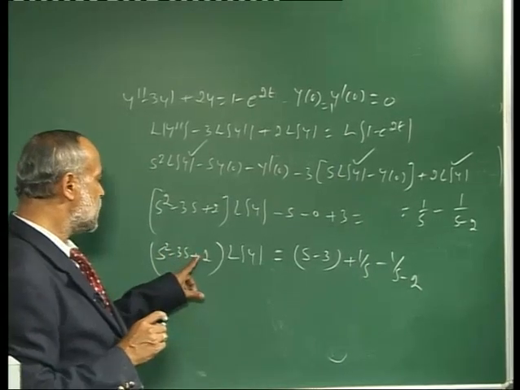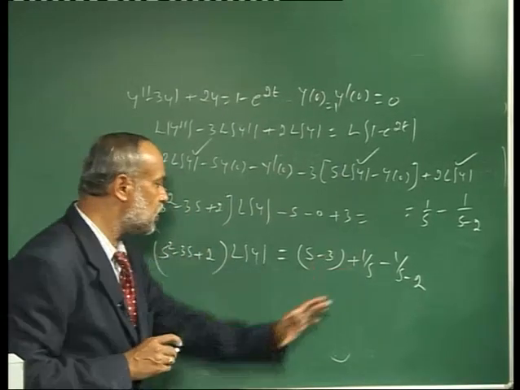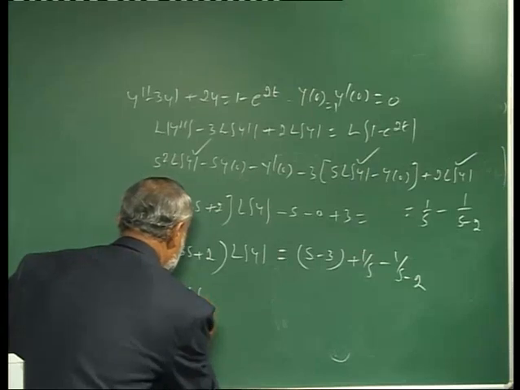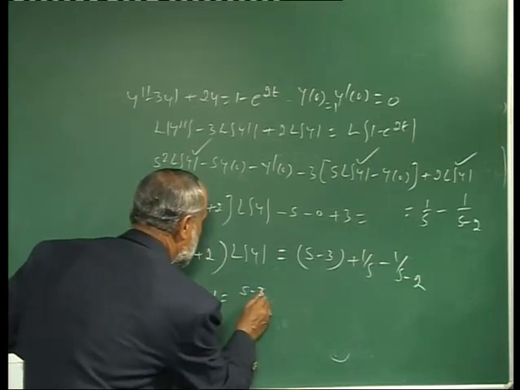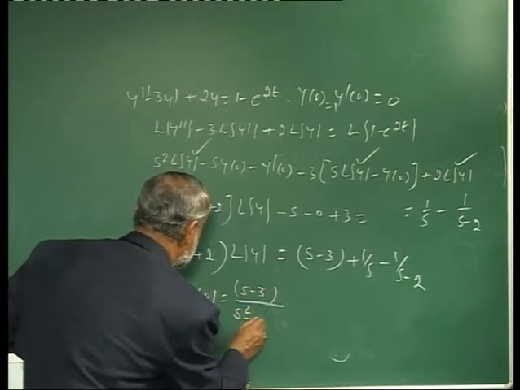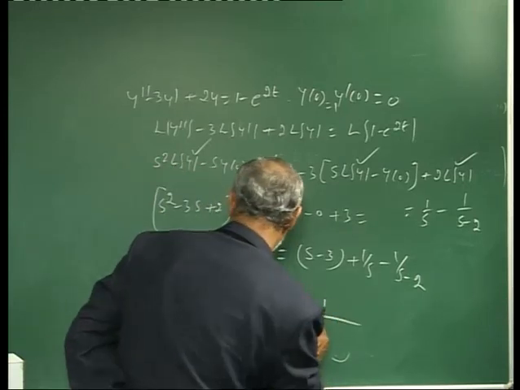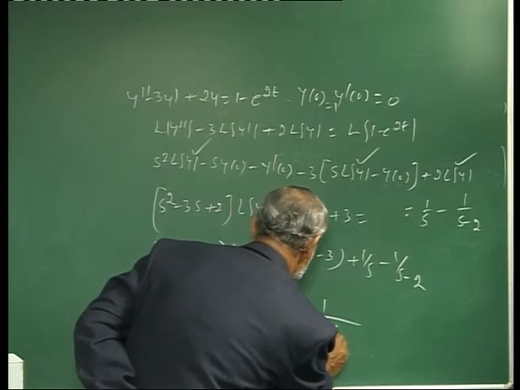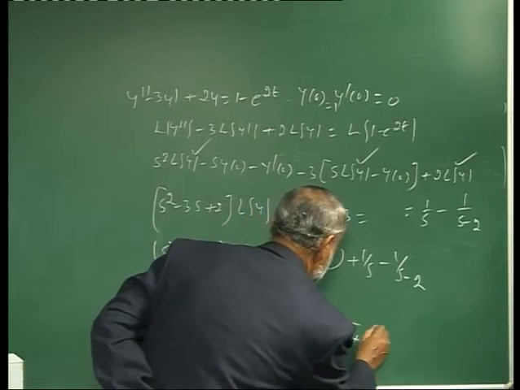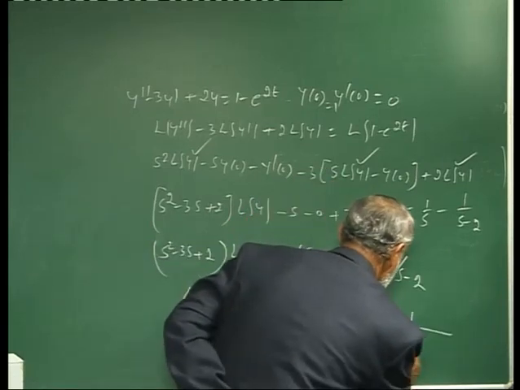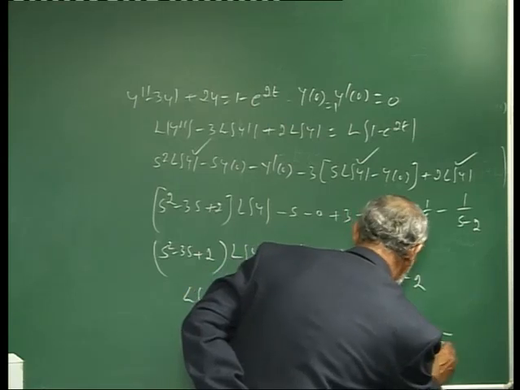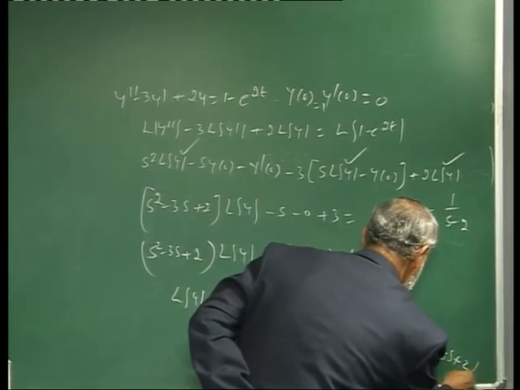See here, s squared minus 3s plus 2 times L of y, this term you can transfer to the RHS. Then L of y is equal to (s minus 3) divided by (s squared minus 3s plus 2), plus 1 divided by s into (s squared minus 3s plus 2), minus 1 divided by (s minus 2) into (s squared minus 3s plus 2).